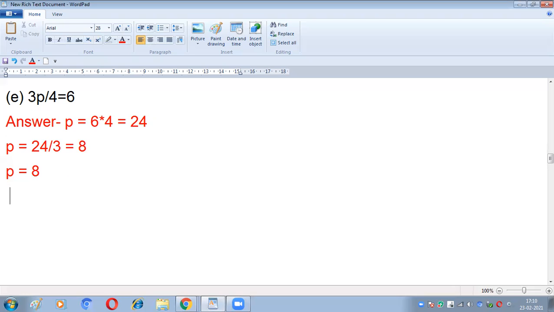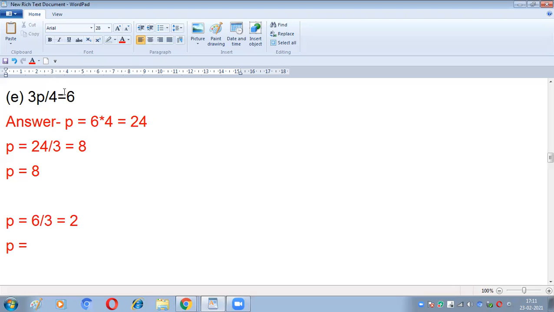3p upon 4 is equals to 6, and here first we will move 3p. Here 3 is in multiplication form. When 3 moves to right hand side, p is equals to 6 upon 3. If this is cancelled out, this will form 2, right? And now p is equals to, here is upon 4.